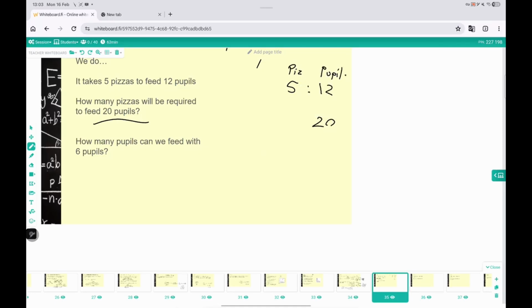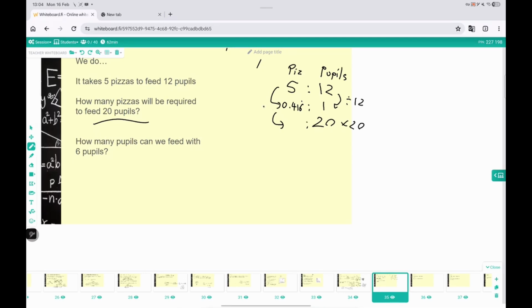Okay, right, so we take the route via 1, which is easy to do. We need to divide by 12 times by 20. So we do the same this side. 5 divided by 12. Okay, so we get 0.416666 forever.